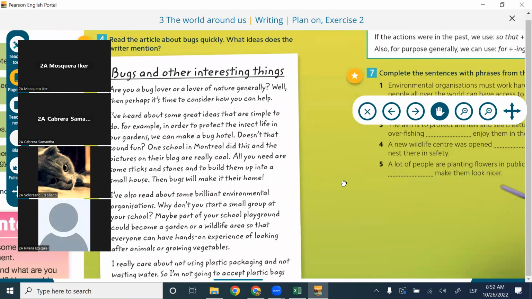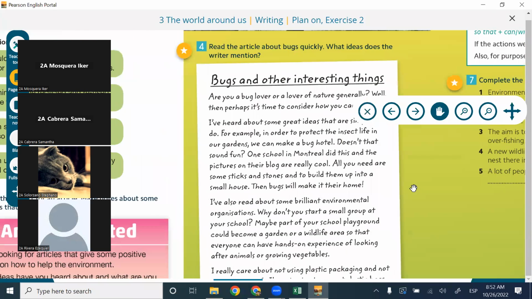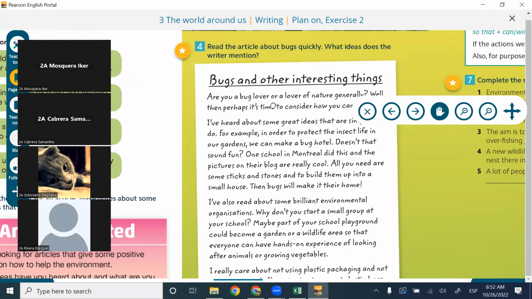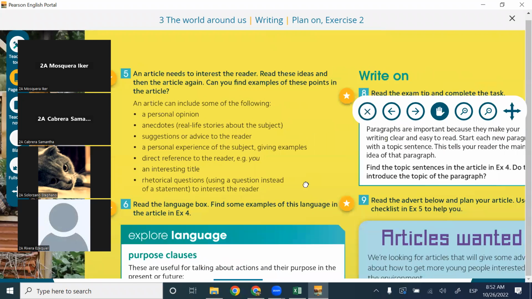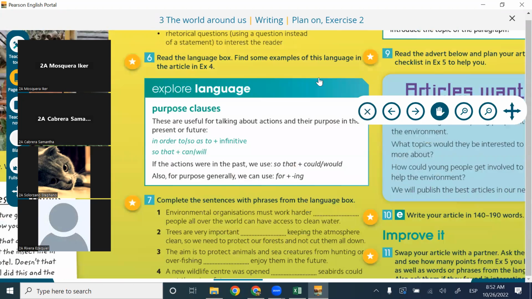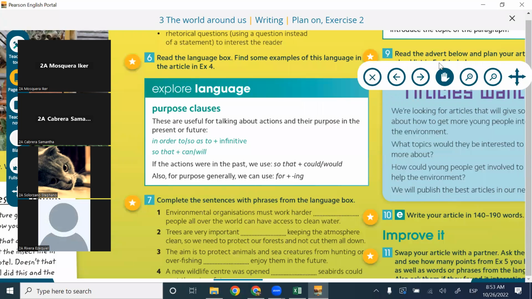Okay, here we have this part. In this section, the writer has used some important expressions. In this case, this person, in order to write, has used those clauses that we are going to use today, according to that. Please, Mosquera, Iker, start reading. Read the language box and find some examples of this language in the article in exercise 4.